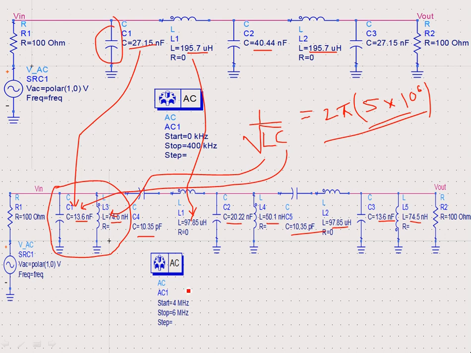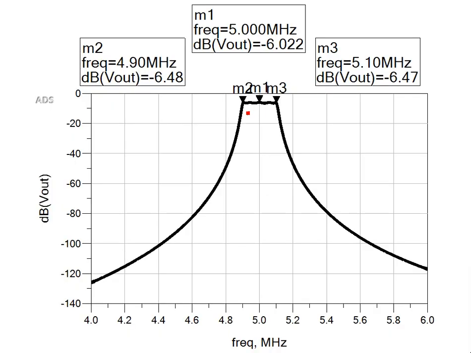Now if you simulate the circuit from 4 megahertz to 6 megahertz, this is what you get. This is a typical bandpass response, and you see at 5 megahertz we have the maximum transmission. This is minus 6.022 dBs, and this is a Chebyshev response. So the 0.5 dB ripple, the last ripple, occurs at the edge of the passband, and this occurs at 4.9 megahertz. So this is how the filter has been advertised to behave.